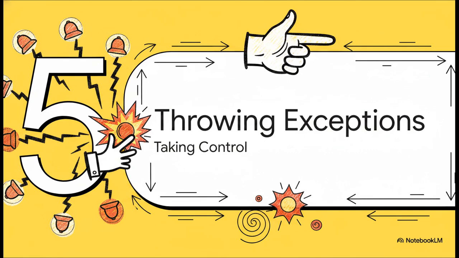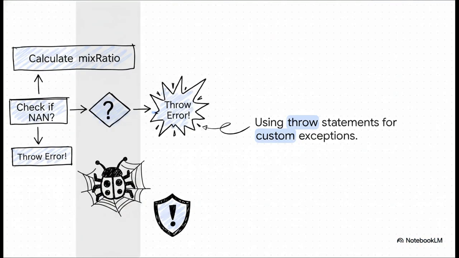Section 5. Throwing your own exceptions. Taking control. Up until now, we've just been reacting to errors, but sometimes you need to be the one sounding the alarm. Check out this logic. Imagine your program calculates a mix ratio, and it explicitly checks if the result is not a number. If it is, instead of just waiting around for a messy system crash, the code intentionally uses a throw statement to create a user-defined exception. You are literally forcing the safety net to deploy whenever your program's custom logic is violated. That is taking total control.